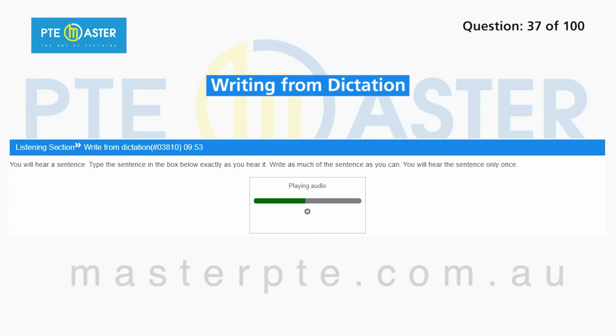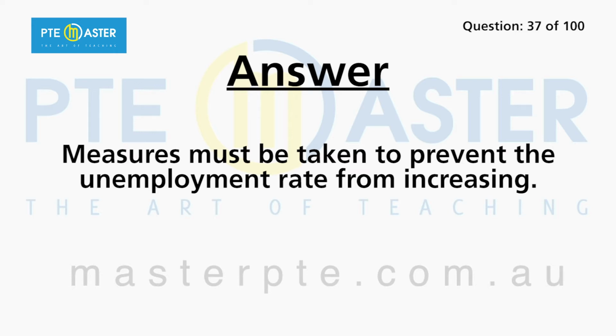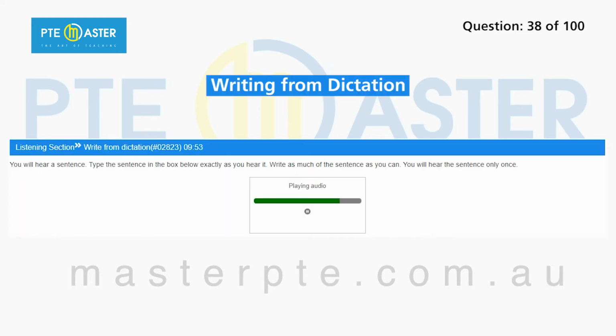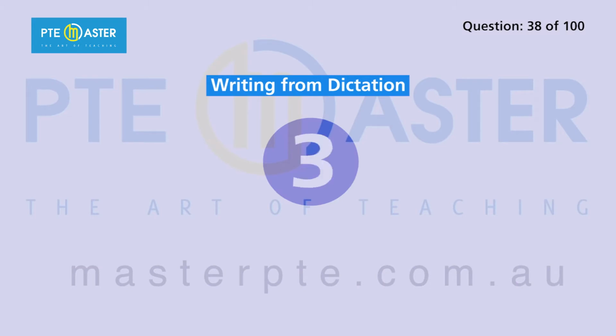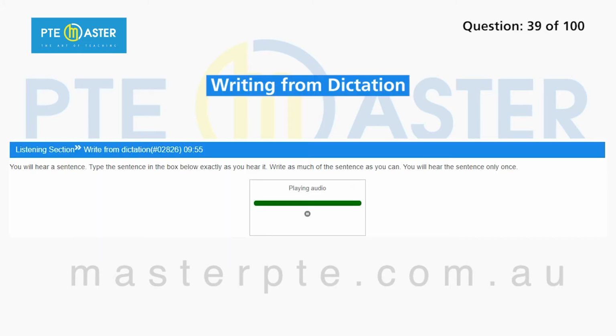Measures must be taken to prevent the unemployment rate from increasing. A laptop has been found at the biology lab. Graphs and charts allow data more easily to be understood.